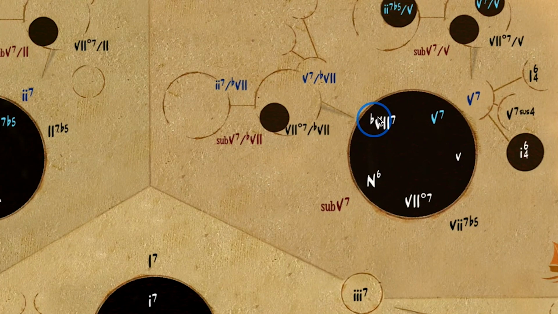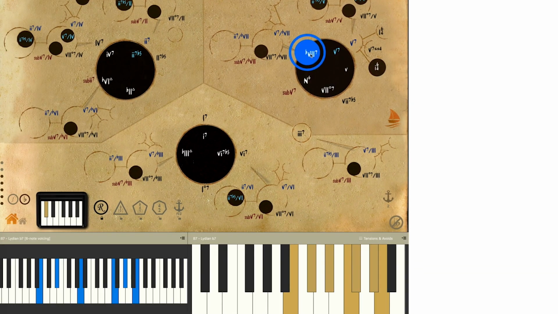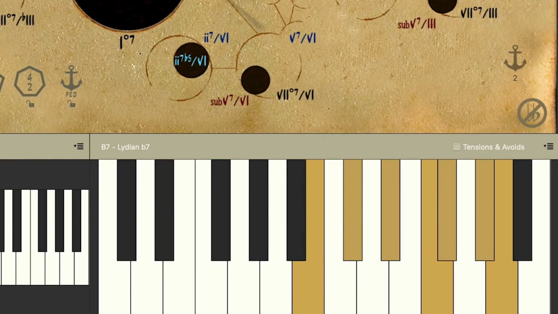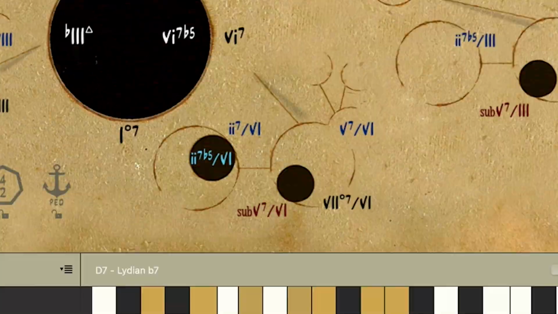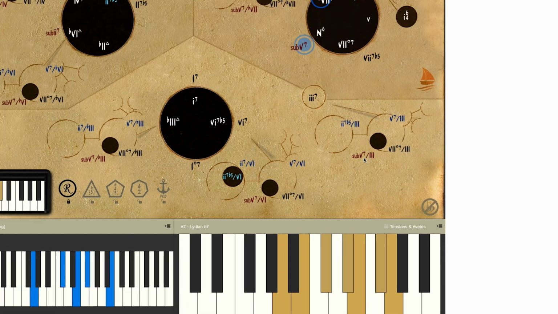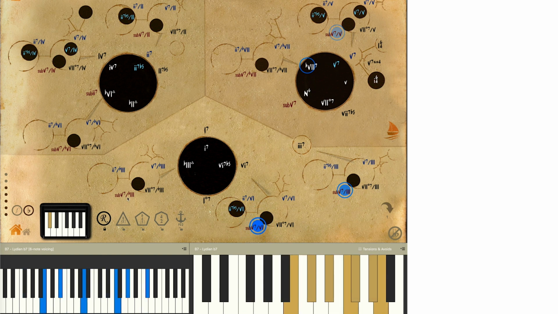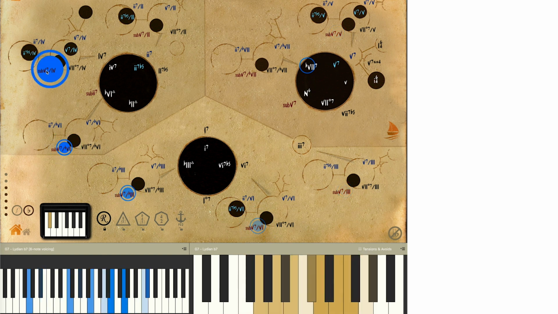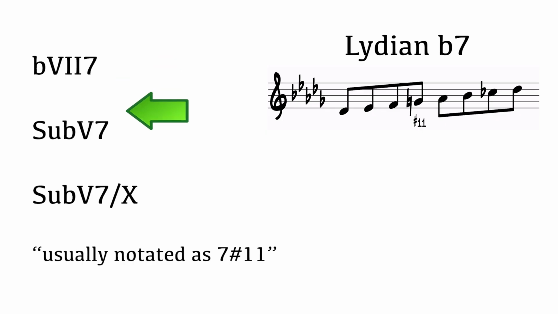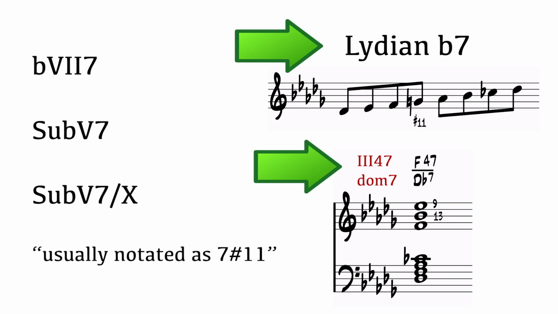The flat 7-7, for example, takes Lydian flat 7, also the sub 5-7, or any secondary sub 5-7. They're all paired with the Lydian flat 7 scale by default. So if you see any of these functions in a progression, you can pair them with the Lydian flat 7 scale and therefore use today's upper structure on top of the voicing.